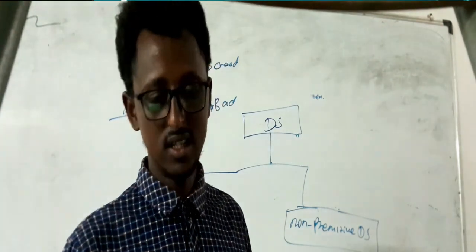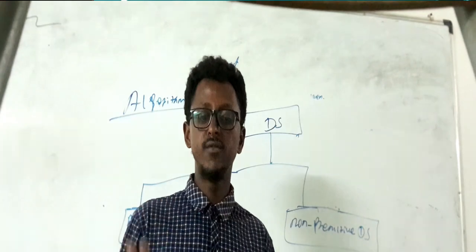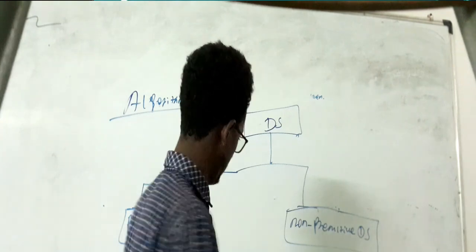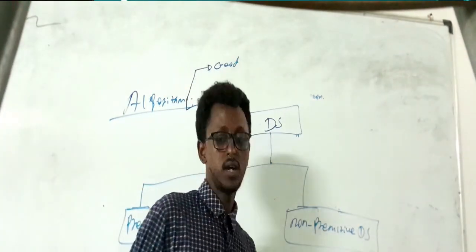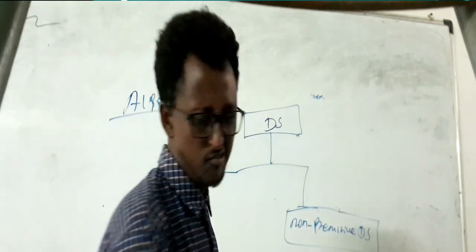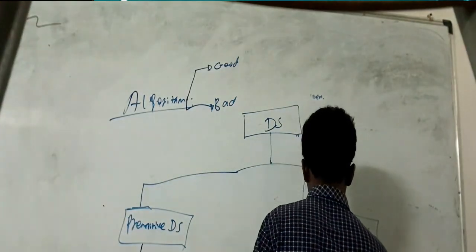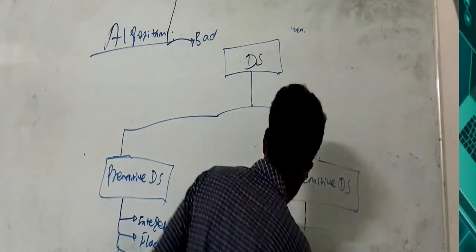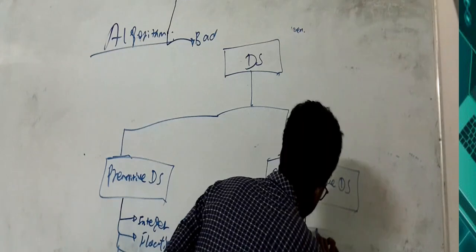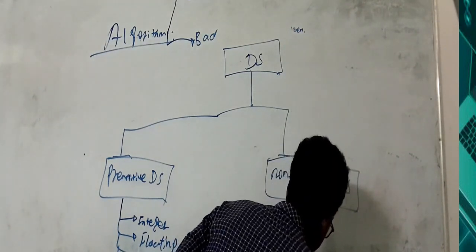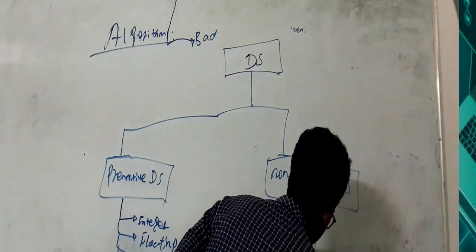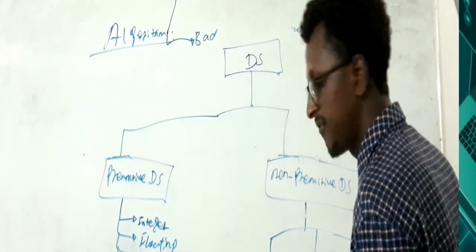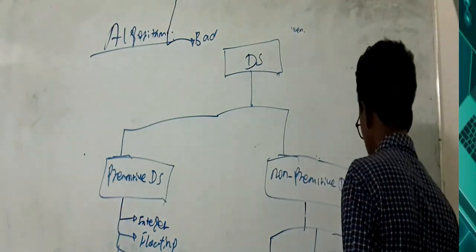But the next one is the non-primitive data types. What are non-primitive data types? They are sophisticated derived data types from the primitive data types. Non-primitive data types are divided into three. The first one is the array type. The second one is the list type of data structure. And the third one is what you call the files.